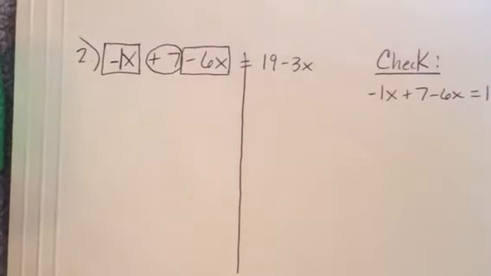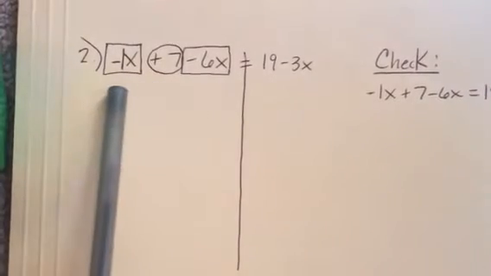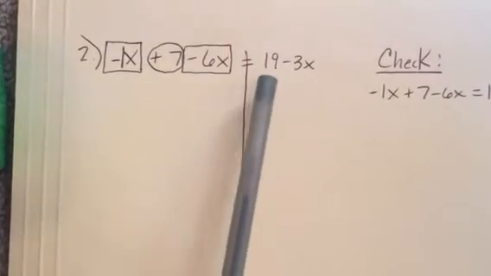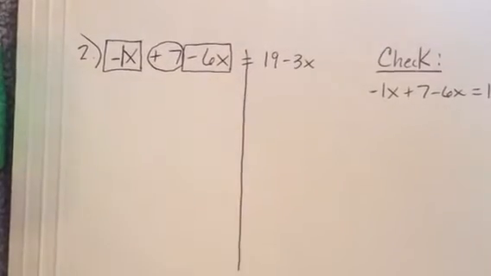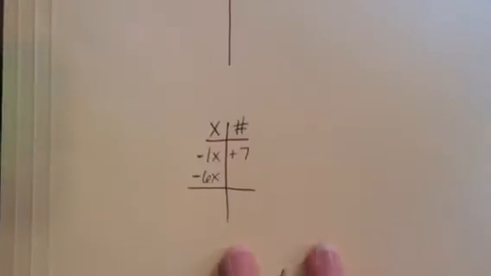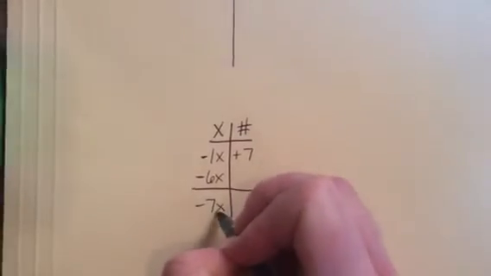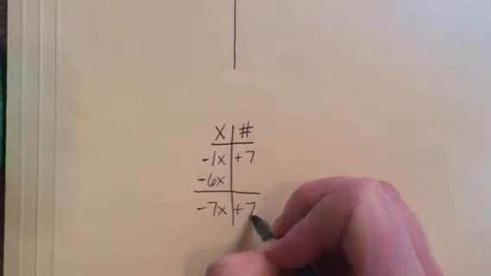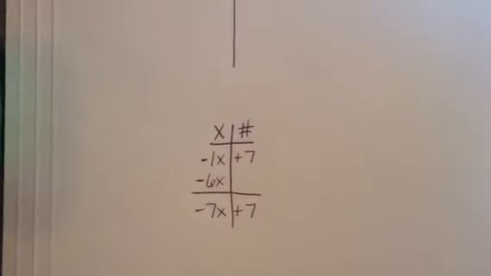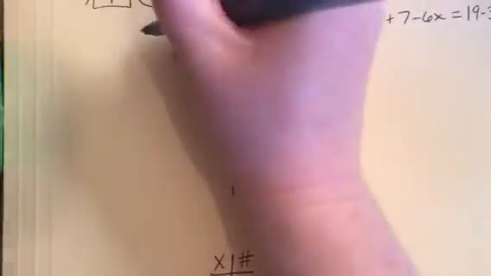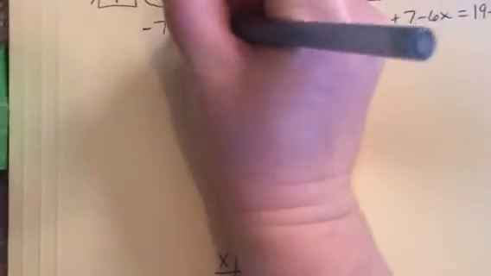Boxing and circling and doing a t-chart is simplifying an expression. So I'm only going to simplify this one side. Therefore I will not include this other side. That side is all set. So -1x minus 6x is -7x. The +7 is the only constant I have, so that's it. My completely simplified version of this expression is -7x plus 7.